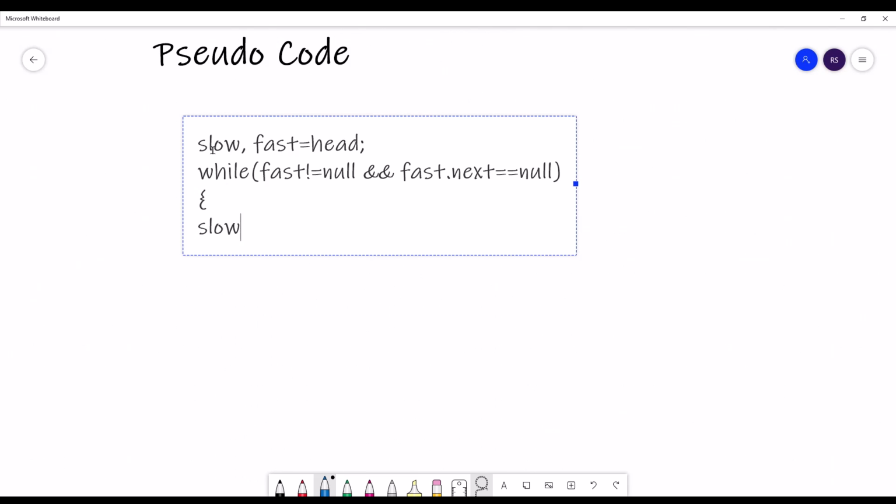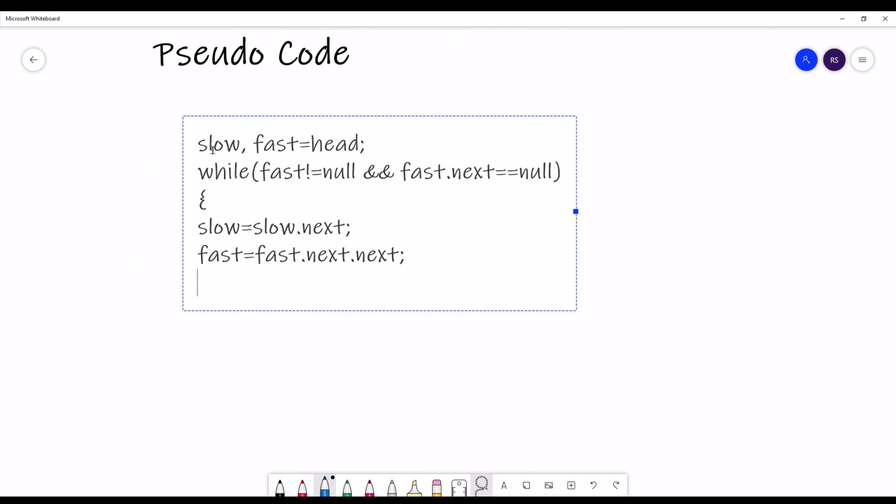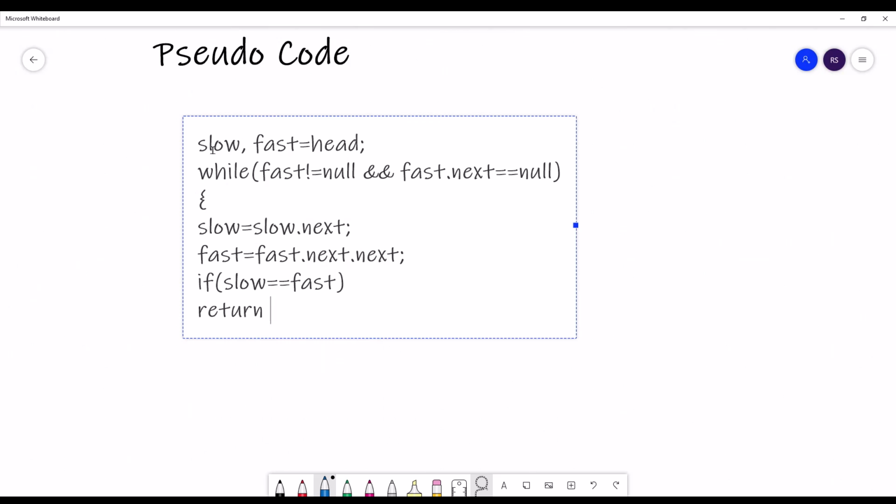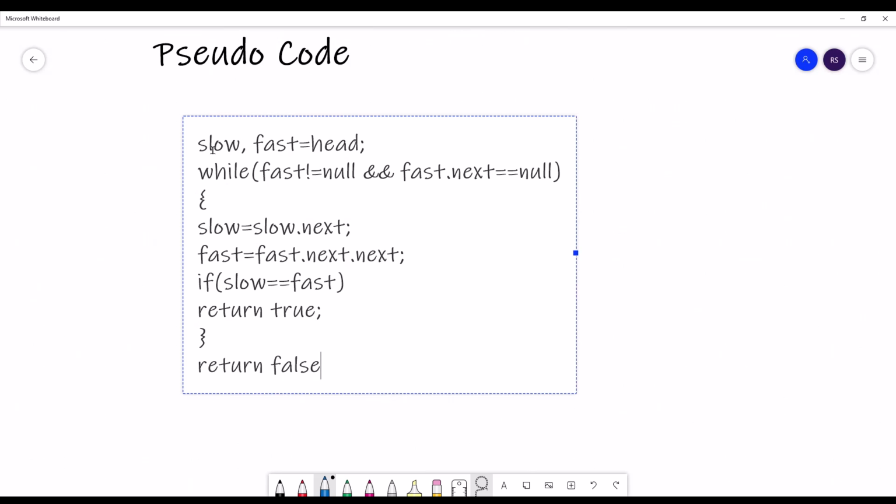And inside the loop, slow will move one step ahead, so slow will move to next pointer, whereas fast will move two steps ahead, fast.next.next. If at any point they coincide, meaning slow is equal to fast pointer, then we need to return true. There is no point in checking further, and we have a cycle within the linked list. But if they come out of the loop, it means there is no cycle within the linked list, and then we need to return false.